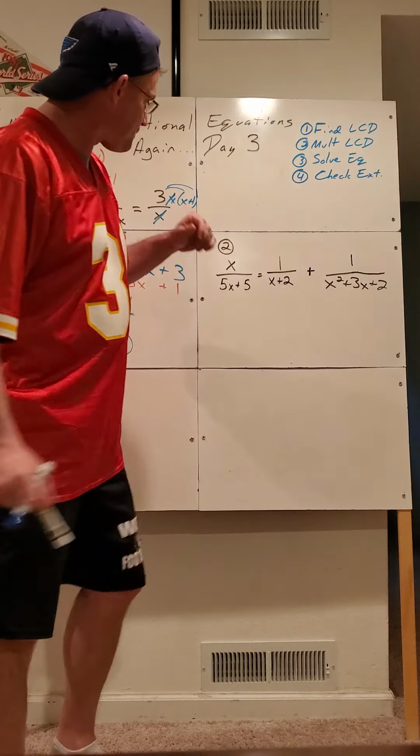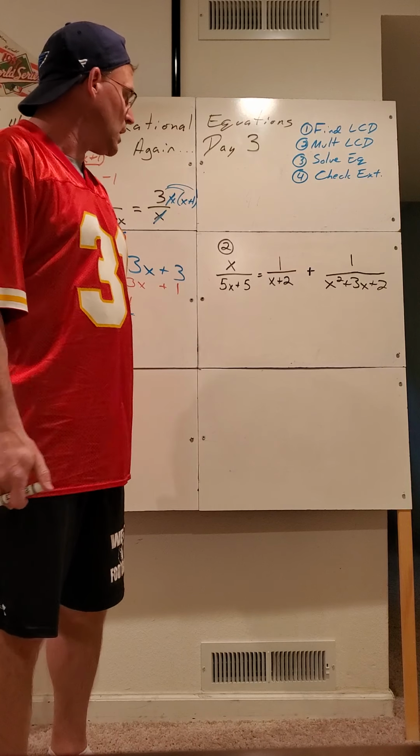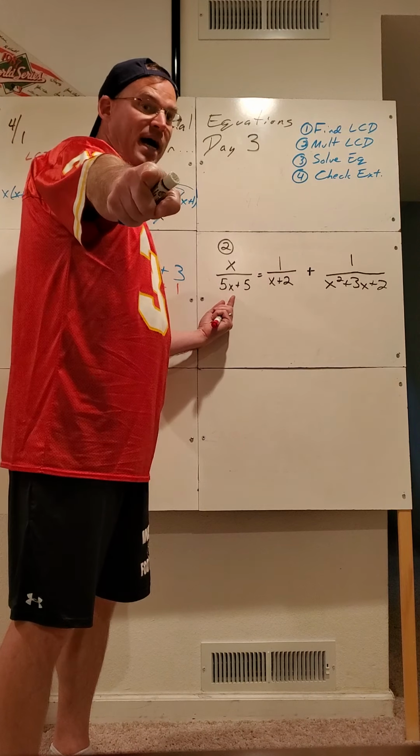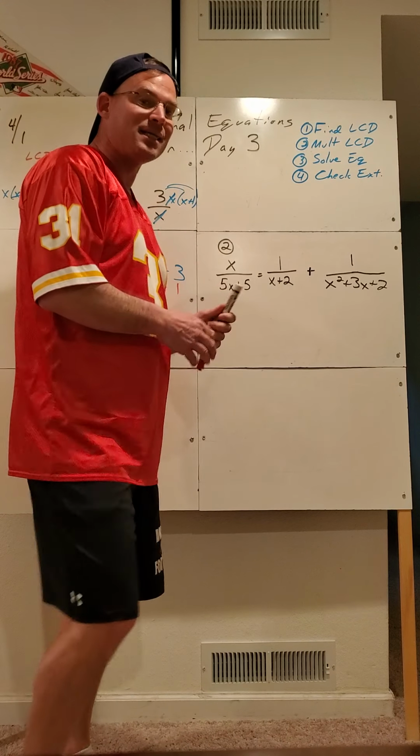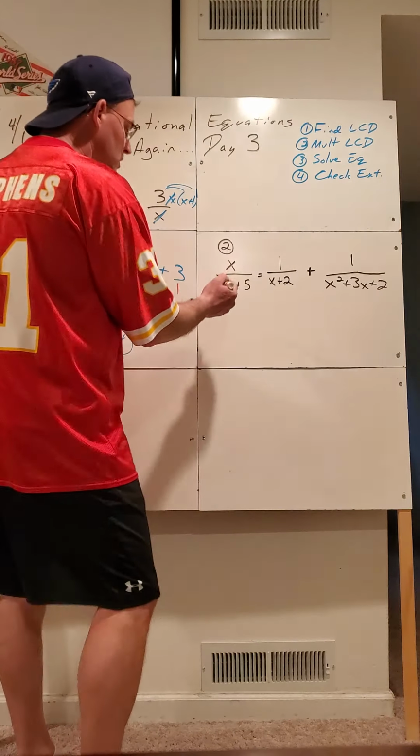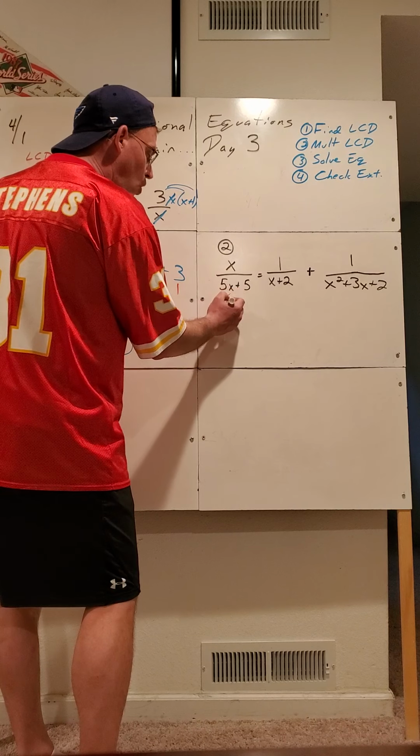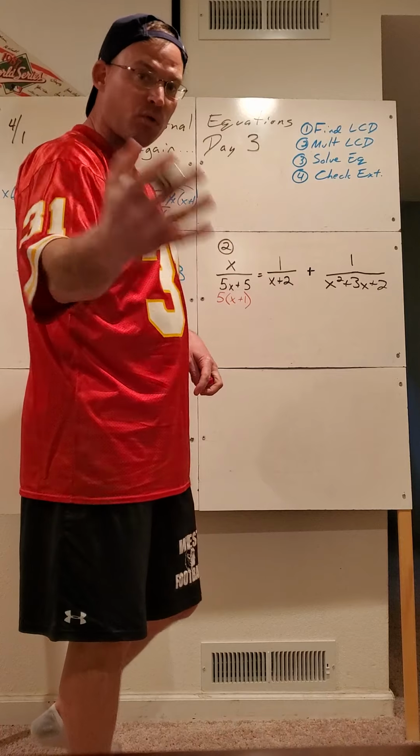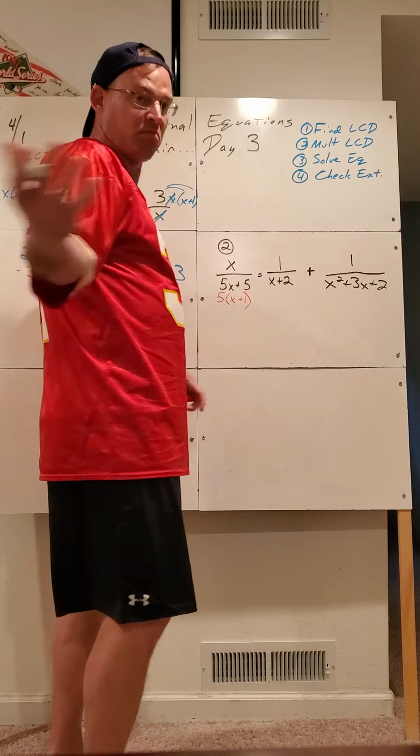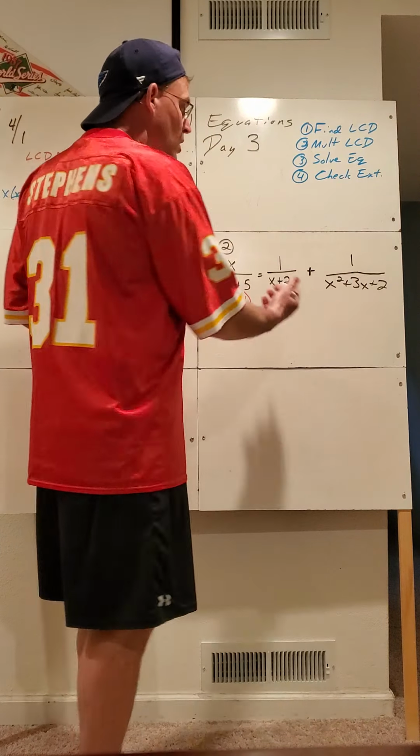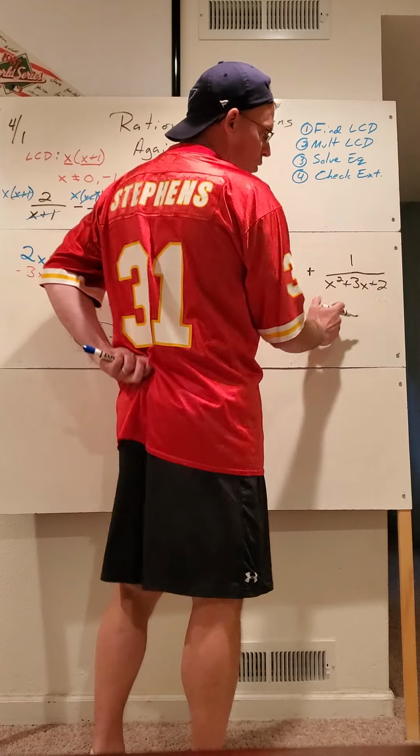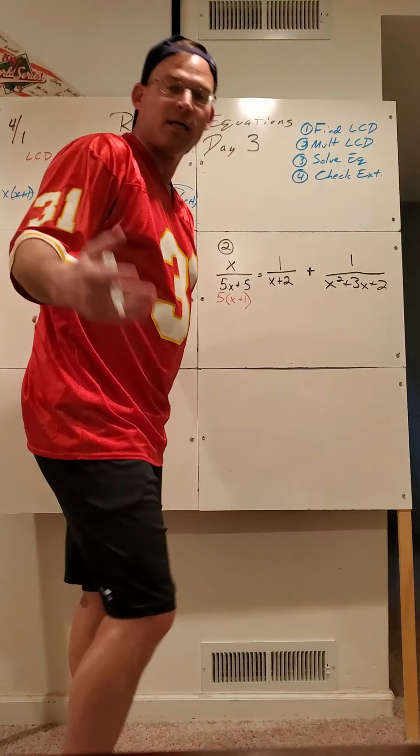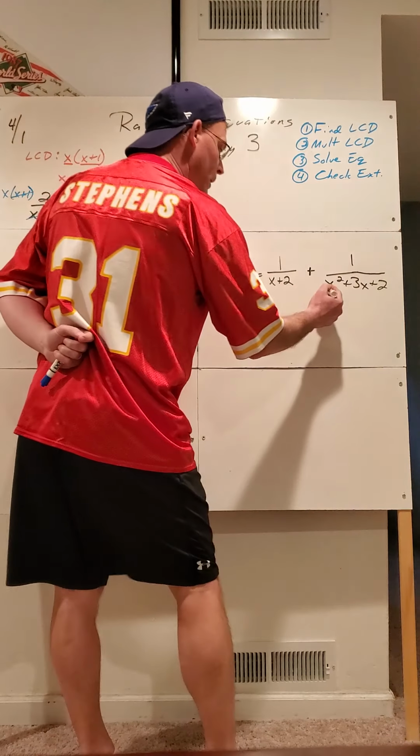Number 2. Find the LCD. That factors. It has a GCF. 5 goes into both of them. Do all your possible factoring steps. Do them all. X plus 2. That's just x plus 2. No big whoop. Over here, trinomial. What multiplies to 2 and adds to 3? I'll give you a second. That's a second. Of course, 2 and 1.